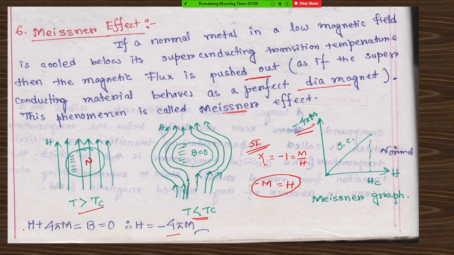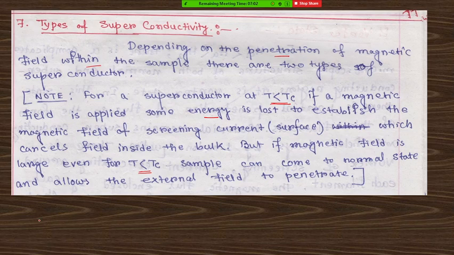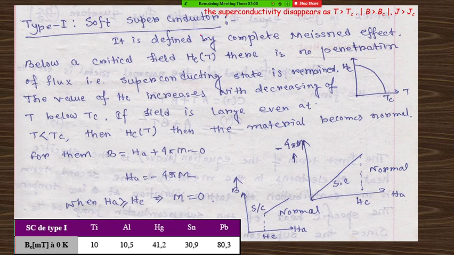Actually, this occurrence is explained here: at a higher magnetic field, this becomes the normal state. Explained here, this is a soft superconductor. The current disappears in the Meissner effect when T is greater than TC, B greater than BC, or J greater than JC. Then the state will change into the normal state. If we define the complete Meissner effect, below a critical TC there is no penetration of flux, that is, the superconducting state remains. Below the TC, this is the superconducting state, and above it is the normal state.